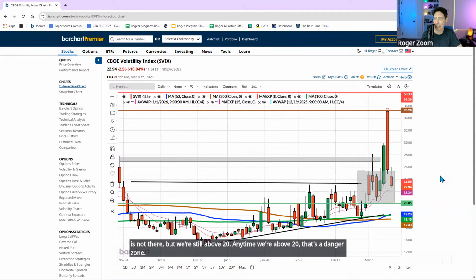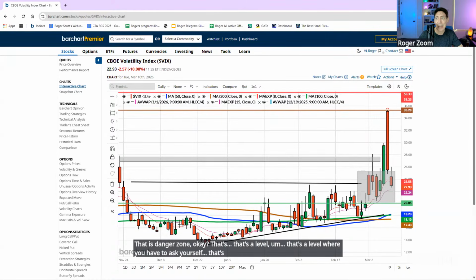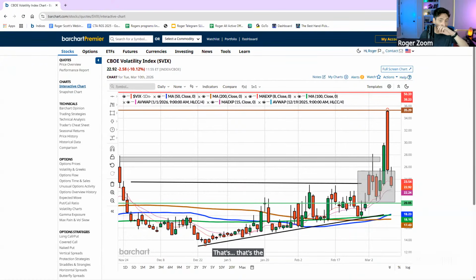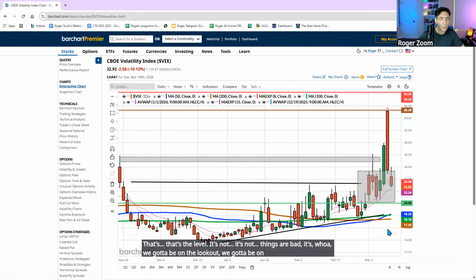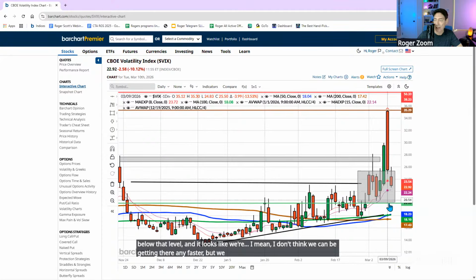That is danger zone. That's a level where you have to ask yourself, that's where the market is still saying, "Hey, what's going on? We need to be on guard." It's not that things are bad, it's "whoa, we've got to be on the lookout." So we need to get below that level. I don't think we can be getting there any faster, but we need to continue going down this trajectory.